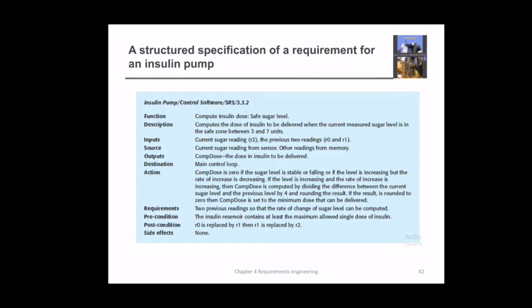What are the requirements? Two previous readings so that the rate of change of sugar level can be computed. This is a requirement. Apart from that, we have a precondition. The insulin reservoir contains at least a maximum allowed single dose of insulin. Every time this has to be checked, whether we have the maximum dosage level that can be inserted in a human body or not. Right? What is the post condition? R0 is replaced by R1, because the current reading R0 becomes the previous reading in the next step. And R1 is replaced by R2. Then, do we have any side effects? No, in this case.